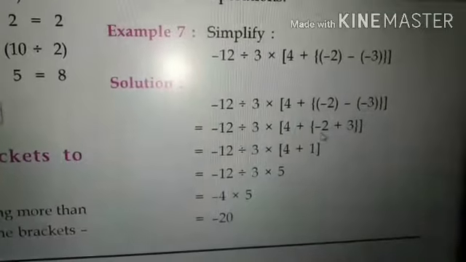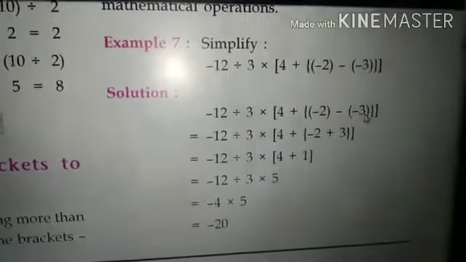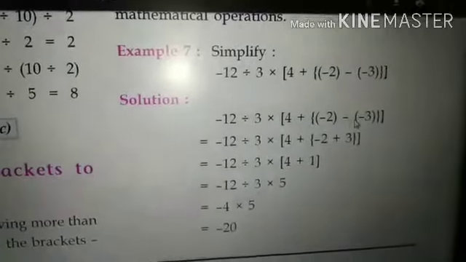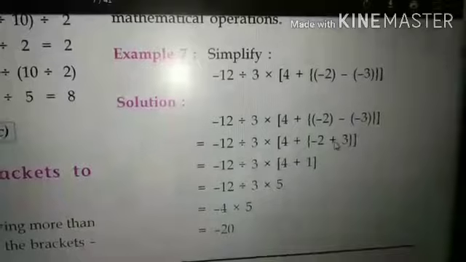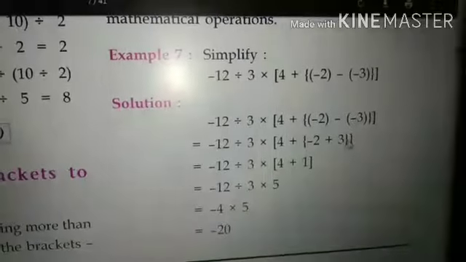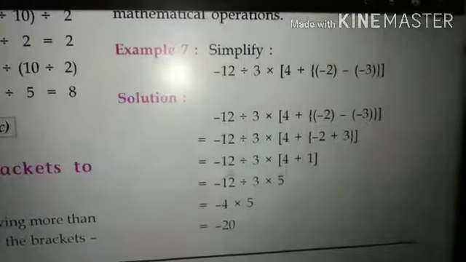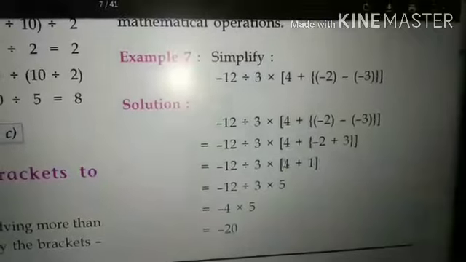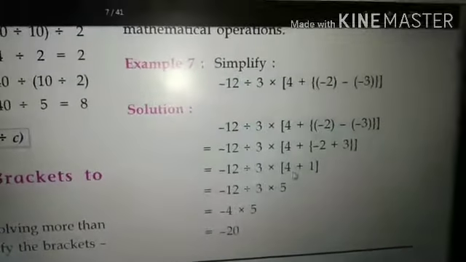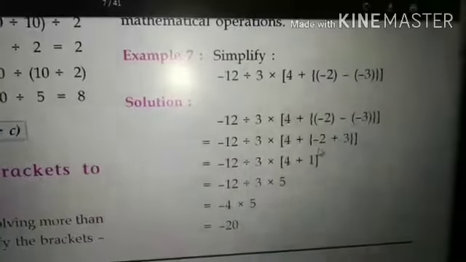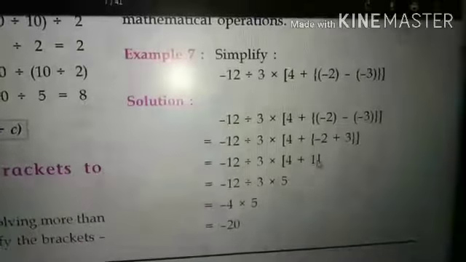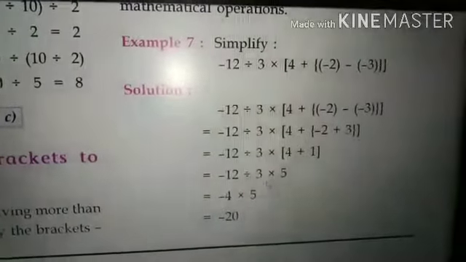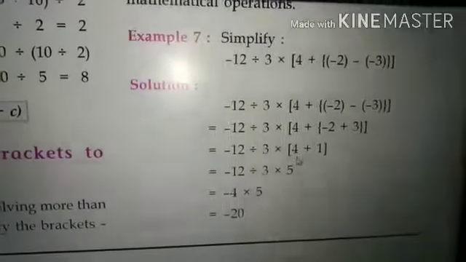We will write just minus 2, and to move out minus 3 from the small bracket, first we will multiply the signs: minus minus is plus. So instead of this minus we will copy plus and copy 3, close curly bracket, then close square bracket. Next, minus 12 divided by 3, multiply, square bracket, 4 plus. Now we will solve this curly bracket: minus 2 plus 3 is plus 1, and close the square bracket. Then minus 12 divided by 3 into 4 plus 1. The solution of 4 plus 1 is 5.